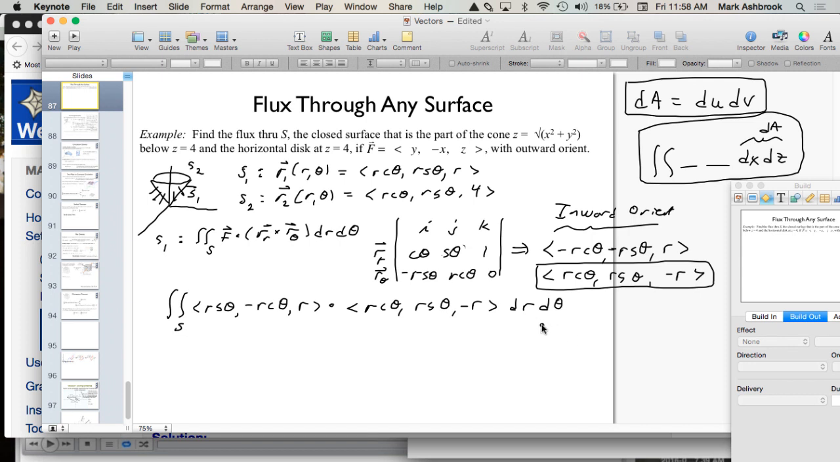So the r of r dr d theta is in this cross product. You see they all have an r in them? There's the r. That's the r. So that's why you don't put an r with the dr d theta. Okay, so the r is there, right there.